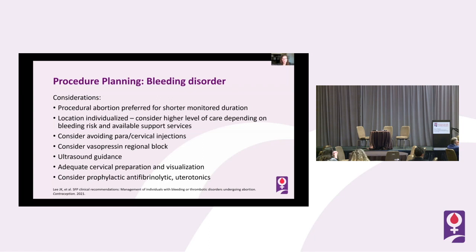We do also consider vasopressin regional block if we're concerned about oozing. Of course, that's also an injection, usually with 5 units of vasopressin. We would recommend ultrasound guidance for increased safety and adequate cervical preparation and visualization, particularly for more challenging cases with obesity or prior cesarean, and then consider prophylactic antifibrinolytics and uterotonics.